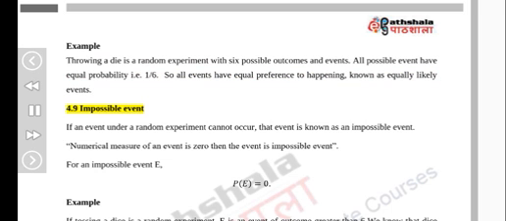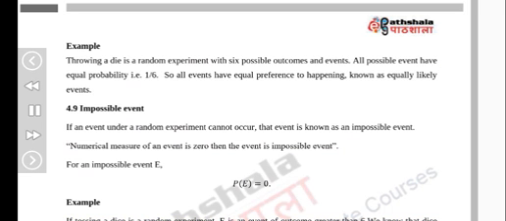4.9 Impossible event. If an event under a random experiment cannot occur, that event is known as an impossible event. If the numerical measure of an event is 0, then the event is an impossible event. For an impossible event, P equals 0. Example: if throwing a dice is a random experiment, E is an event of an outcome greater than 6. We know that a dice has 6 faces only, so there is no chance of this event happening.